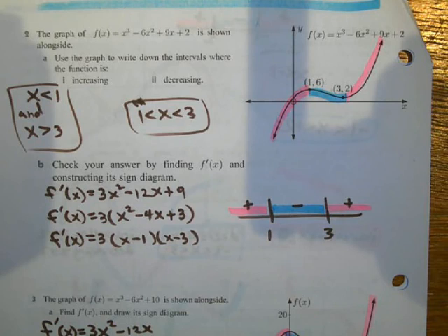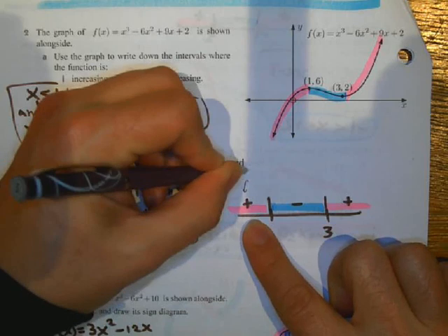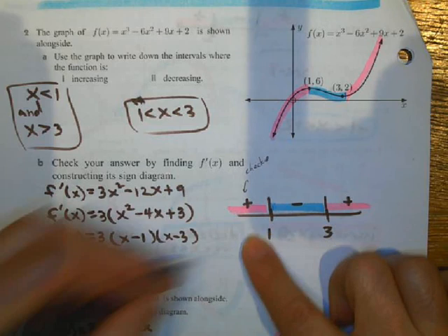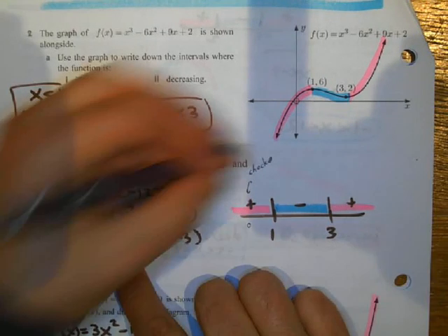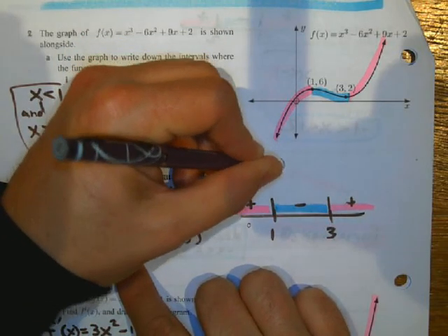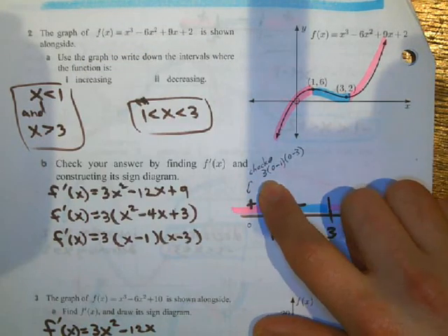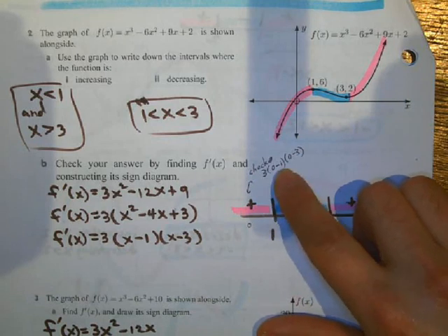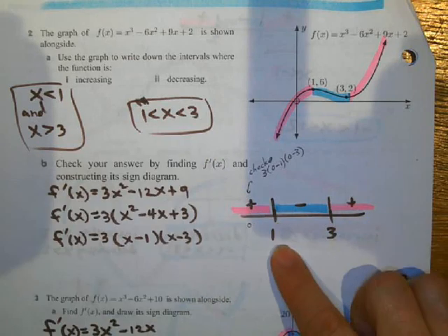Now, one way you can check, let's put a number less than 1, like 0, for example. If I plug in 0 here, I have 3 times 0 minus 1 times 0 minus 3. So 3 times negative 1 times negative 3, a positive times a negative is going to give me a positive value, isn't it? Okay, let's pick a number between 1 and 3.